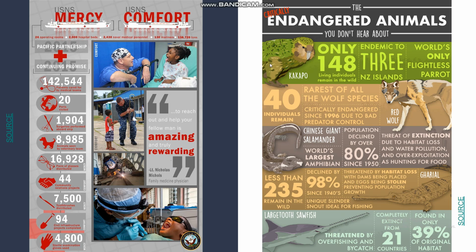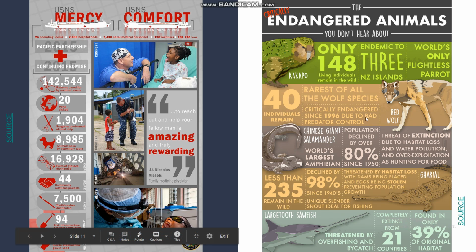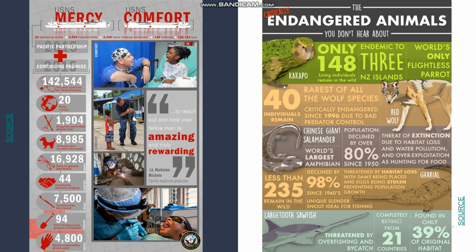This one is on critically endangered animals. So you see they only chose 5 animals. Specifically, they said ones you don't hear about. Each band has a different color and a different animal. There's not a ton of information. Obviously, they could probably tell us a ton more information about the red wolf, but they just chose 3 of the most important facts.